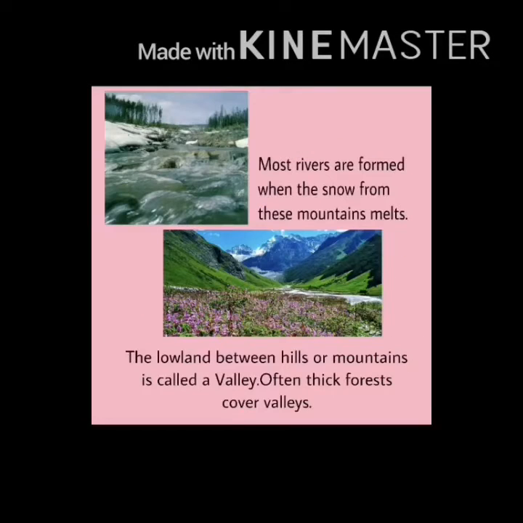And children, when the snow on the peak melts, most rivers are formed. Understood? And the lowland between hills or mountains is called a valley, like our very own famous Yumthang Valley. You know, children, thick forest cover valleys, okay?